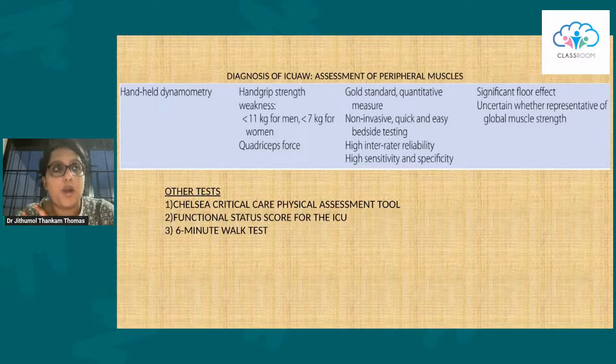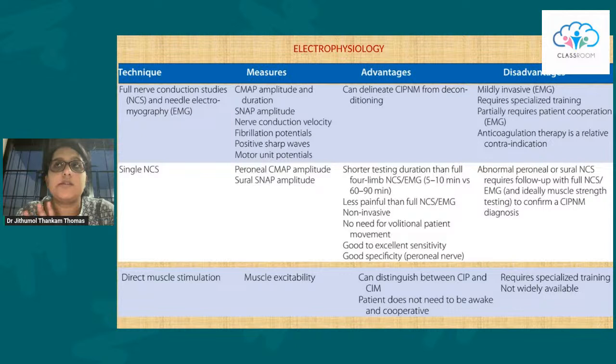Now, if the patient is comatose and not in a cooperative state, then you can do electrophysiological studies to diagnose. That is, you can do a full nerve conduction study on multiple nerves on both upper limbs and lower limbs, as well as an EMG. As I mentioned, you can see the CMAP, the SNAP, the nerve conduction velocity, the fibrillation potentials, and motor unit potentials. It is mildly invasive, as you have to put needle electrodes. It requires training. The patient's cooperation is required to some extent, especially for EMG, where voluntary muscle contraction requires the patient's cooperation.